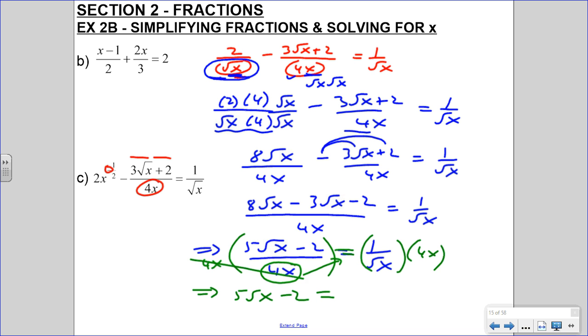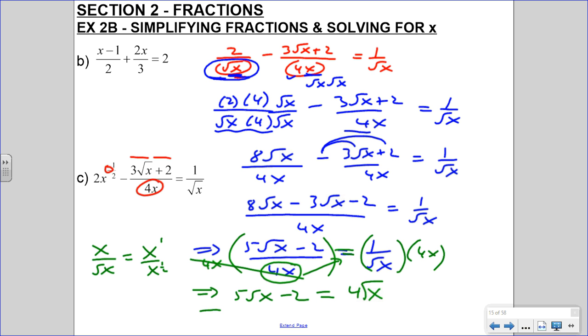So that becomes 4 times 1 is 4, and then you've got x over root x. And remember that's the same as x to the 1, take away a half. So that becomes 4 root x. So x over root x is the same as x to the 1 over x to the half, and those powers subtract from each other.